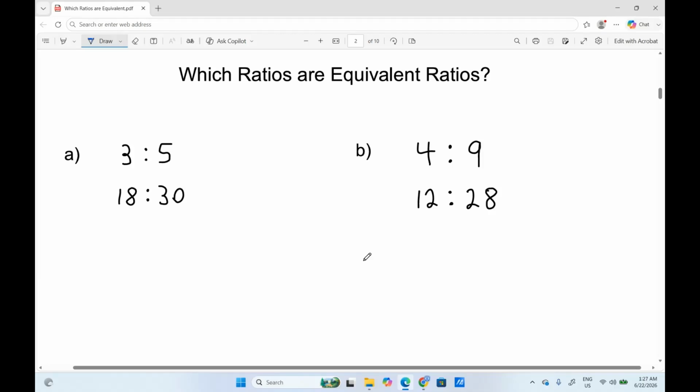Hi class, in this video we're going to be using the constant of proportionality and a variety of other methods to determine which ratios are going to be equivalent. So first things first, let's define what the constant of proportionality was.